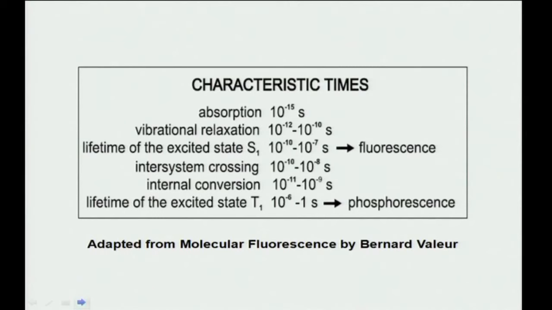The phosphorescence is typically much delayed. Fluorescence is in the order of nanoseconds, phosphorescence in the order of microseconds, where 10 to the minus 6 is micro. Is ISC much faster than IC? It says 10 to the minus 10 to 10 to the minus 8, right. IC is 10 to the minus 11 to 10 to the minus 9. Which is faster? You look at the range.